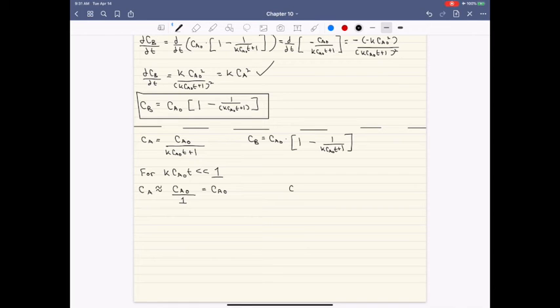For CB, we could do the same sort of analysis. And so what we get is CA naught times 1 minus 1 over, and then 1 dominates the denominator. So that tells us that CB is about 0.